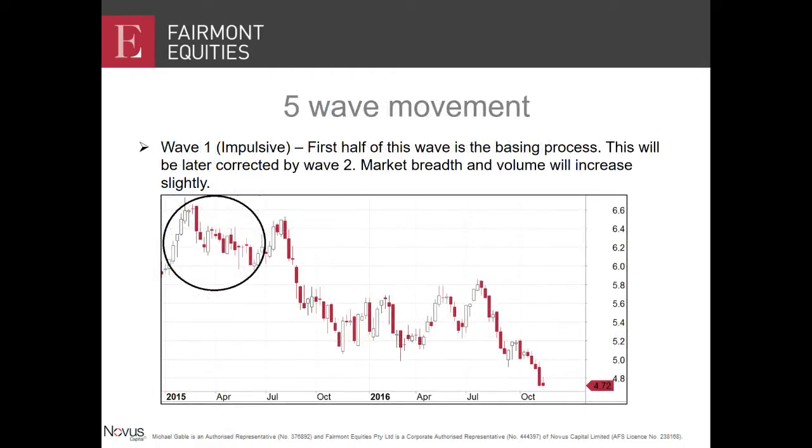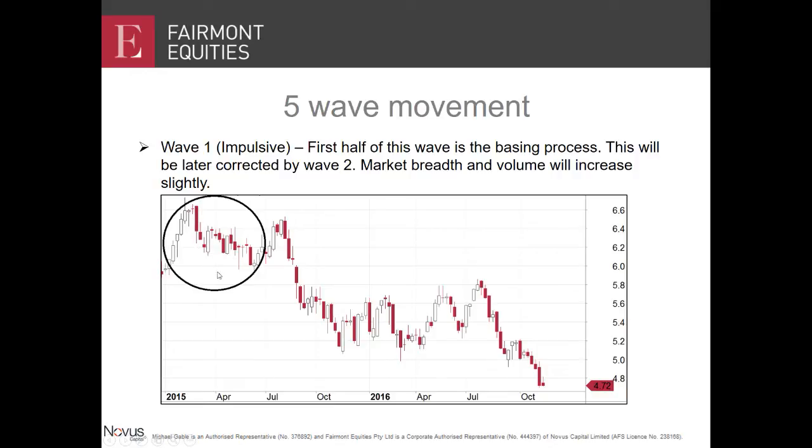So let's have a look at a practical example. So this is a weekly chart of Telstra. In this instance, the direction of the trend is down. So we could see 5 waves with Telstra here. So we start off here. So basically wave 1, 2 against the trend, 3, 4 against the trend, and then 5. So that's our 5 waves on the way down. So firstly we have wave 1.